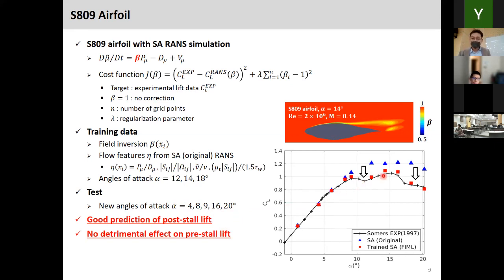So we have a good prediction. This red one shows the field inversion machine learned data, and that's very close to the experimental measurement. And the other nice result is that in the pre-stall region, we should have almost the same result as the baseline SA, and that's what we have. So that's quite nice.